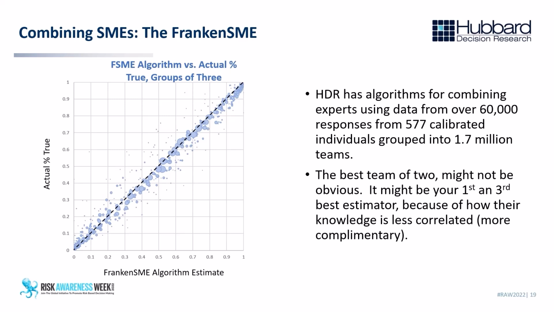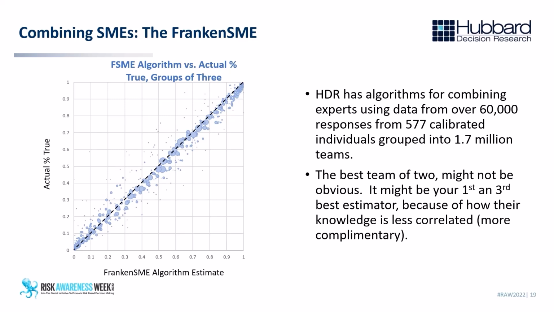We've had over 2,000 people go through our calibration training where we train people to get better at subjectively assessing probabilities. We took 577 of those most recent participants in the training. For those 577 individuals, there were over 60,000 individual responses to questions that they provided. And we put those people together into groups of teams, actually millions of teams that we created.